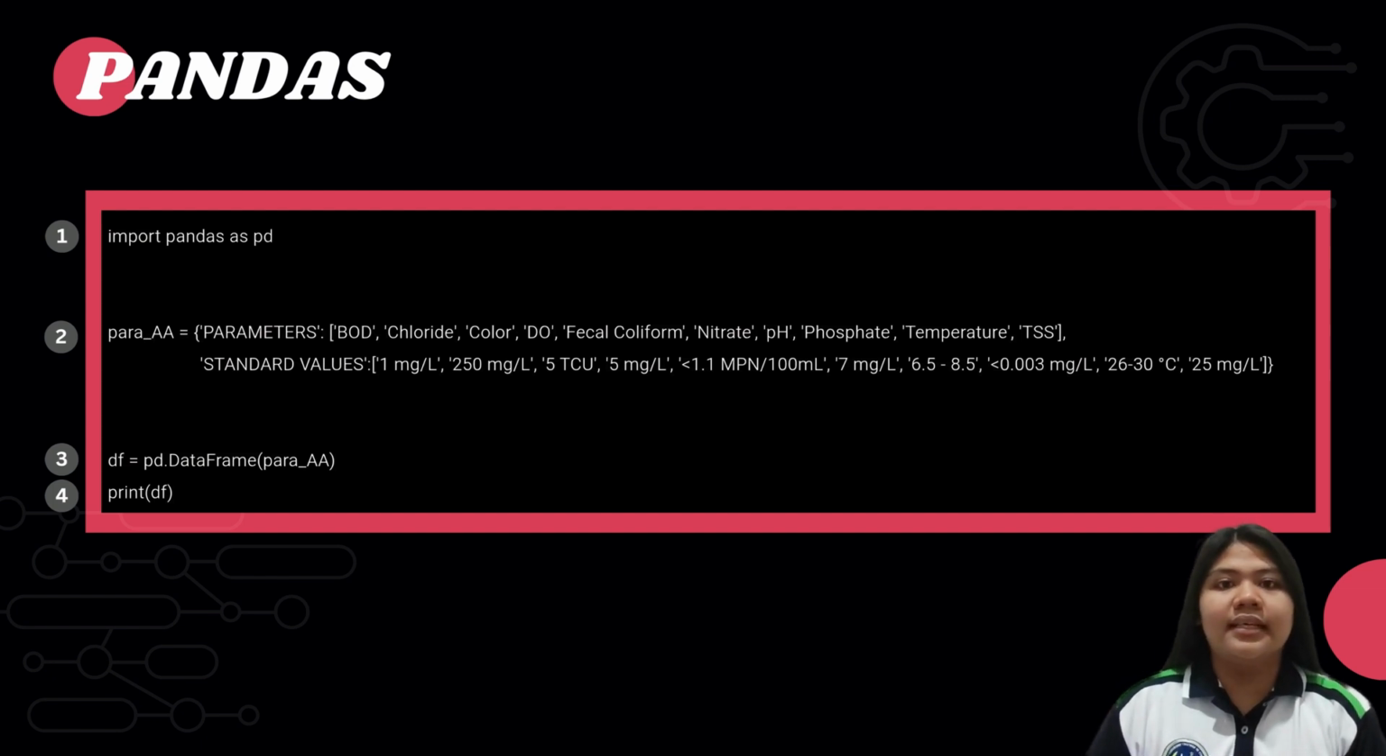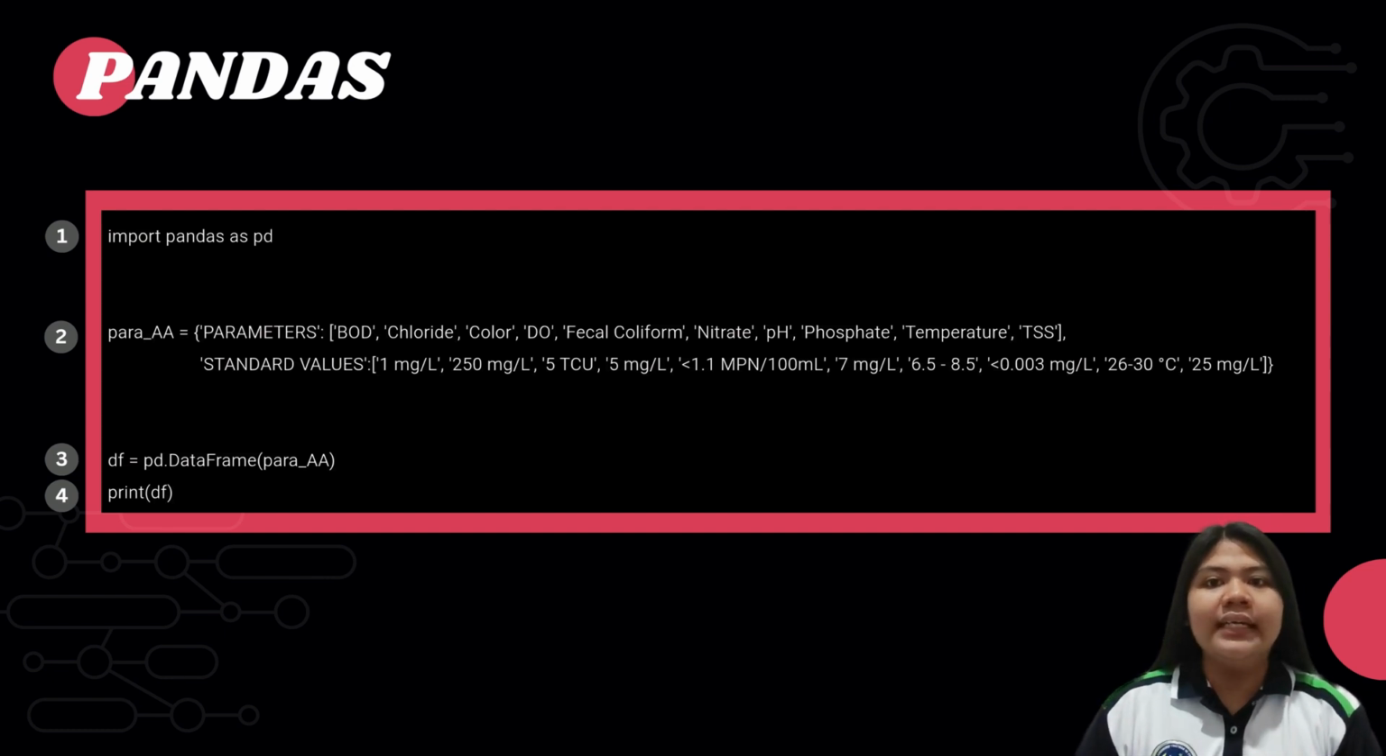according to DAO 2016-08. For the third line, we use this code to convert the para_AA dictionary into a data frame, similar to an Excel table in Python. It's a clear and organized way to present data. Lastly, by calling print(df), the contents of the data frame are displayed in the console or terminal, showing each parameter neatly aligned with its corresponding standard value.